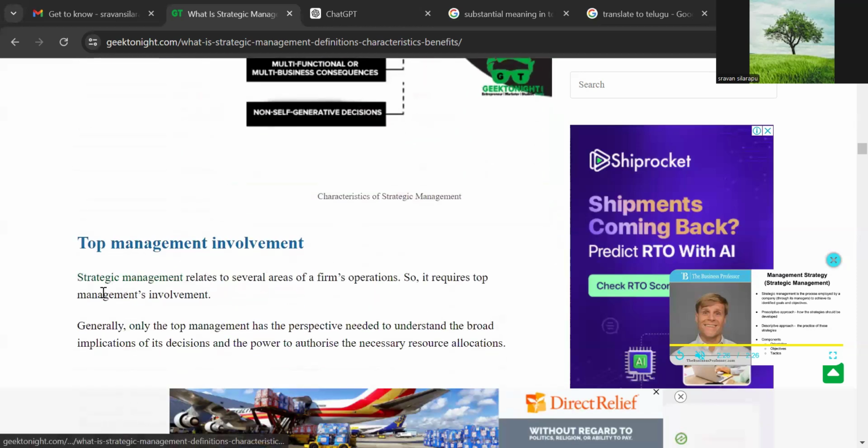The top management involvement in strategic management relates to several areas of a firm's operations. Generally, the top management has the perspective needed to understand the broad implications of its decisions and the power to authorize the necessary resource allocations. So top management understands the broad implications of the decisions, and it is also authorized to allocate resources. So this is top management involvement.